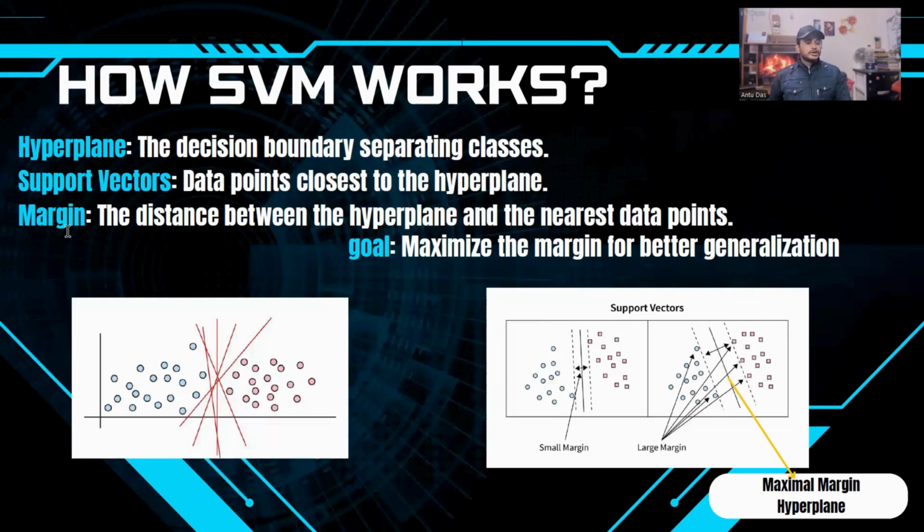Next we will use a margin. What is called margin? The distance between the hyperplane and the nearest data point. So here the margin is the distance between the hyperplane and support vectors. Our main goal is to maximize the margin for better generalization.